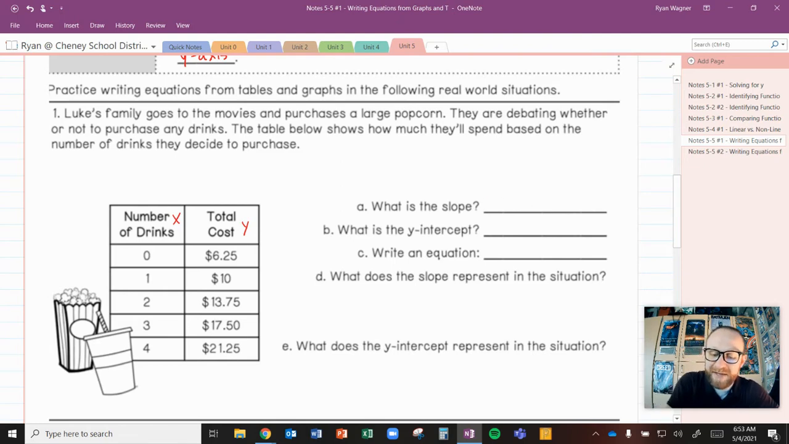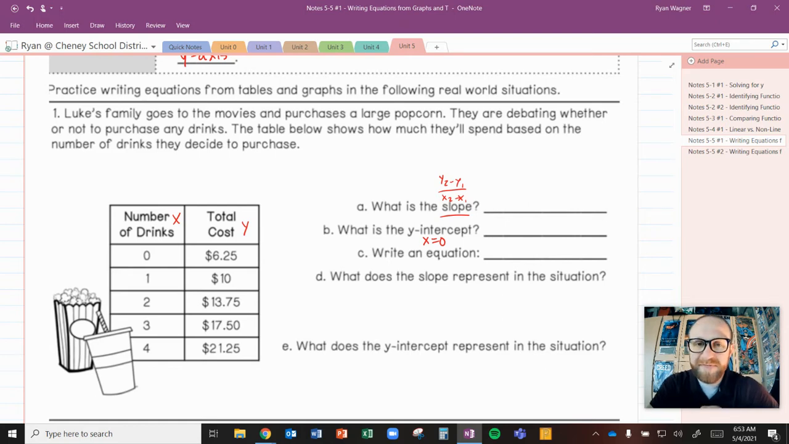So we need to find slope, and we do that by y2 minus y1 over x2 minus x1. We need to find the y-intercept. This is where x equals 0. And then we're going to write an equation, and then we figure out what the slope and the y-intercept represent. So let's find slope first.